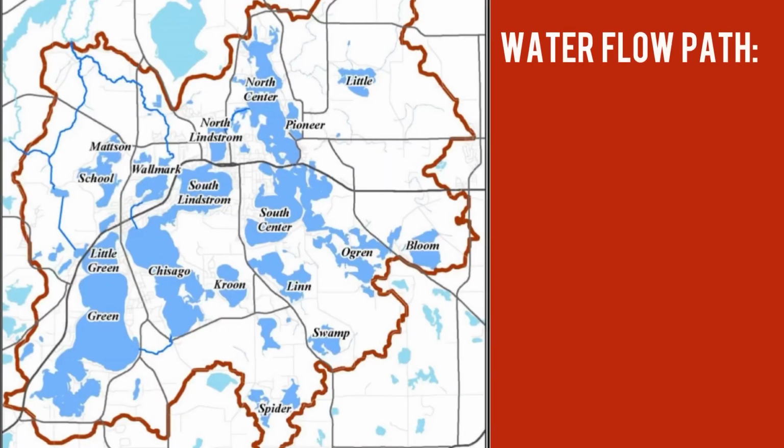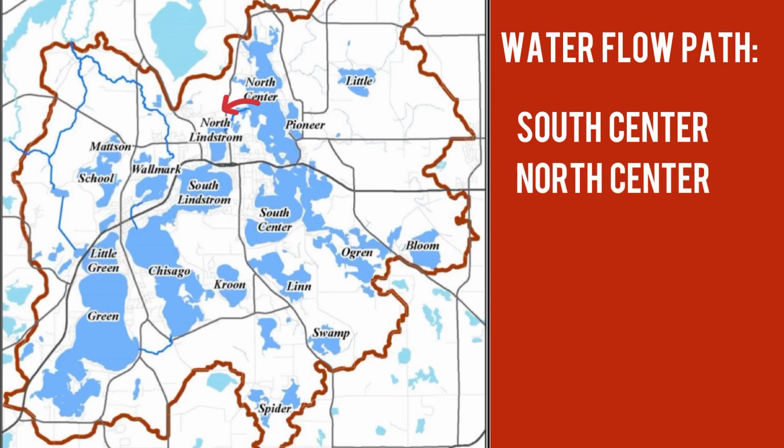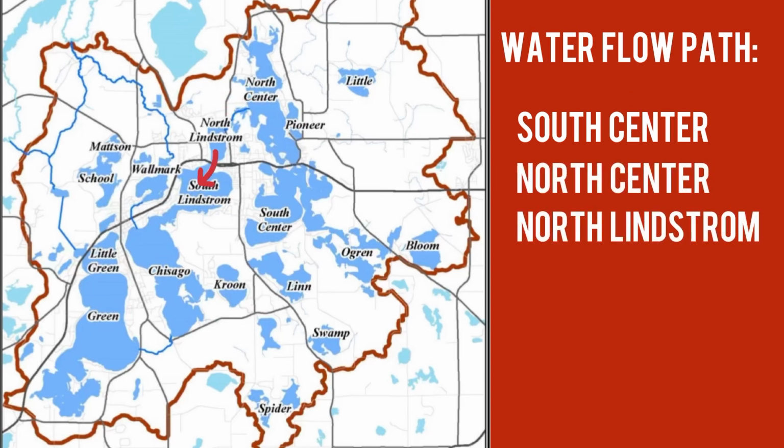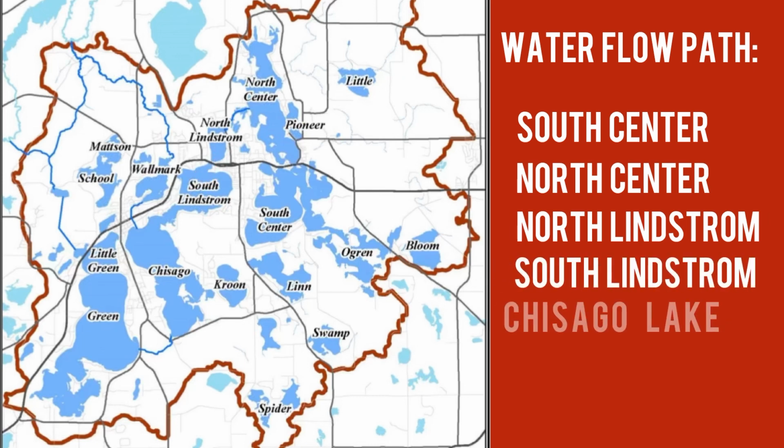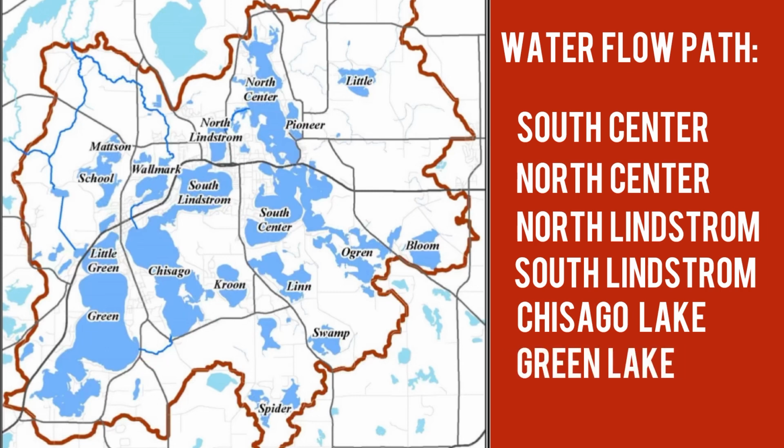So the channel and weir system really starts with South Center Lake, and from there the water flows up through North Center, through a channel over to North Lindstrom, and then back down to South Lindstrom, over to Chisago, and then through a nice channel system empties into Green Lake. And at that outlet point between the channel from Chisago to Green, there's a weir. This is a control point where we can manipulate how much water flows or doesn't flow at that point.